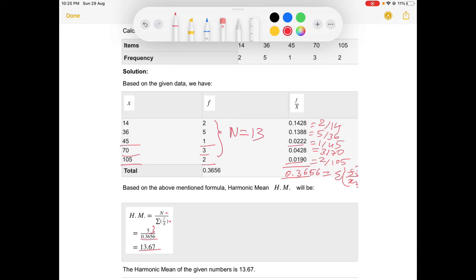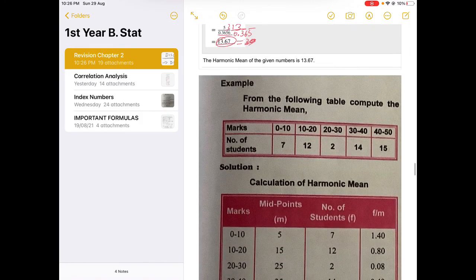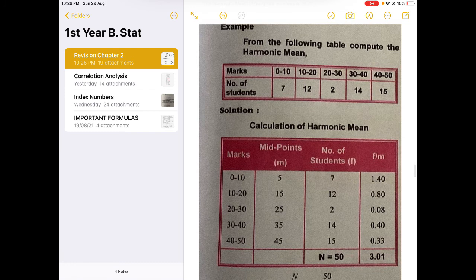So instead of 5, they should have divided 13 by 0.3656. So basically they would have got, if they had done this, something close to 26 or 30, I think. So you can cross check this. My observation says that this should be more than twice the value they have got here. So it should be more than this. Anyways, you can cross check and let me know if I am correct. Anyways, now let's move to the next example where we have a continuous series.